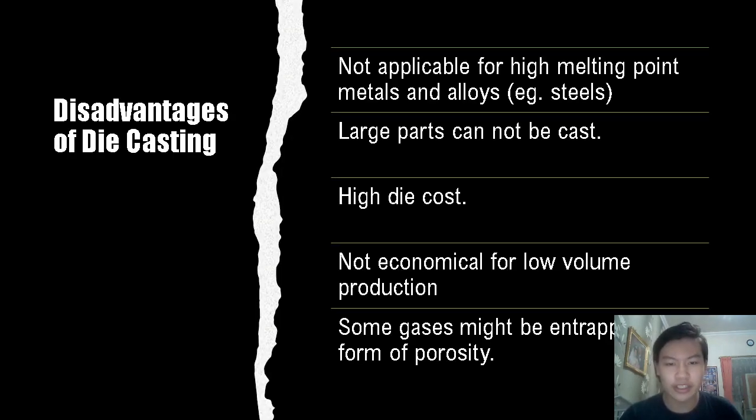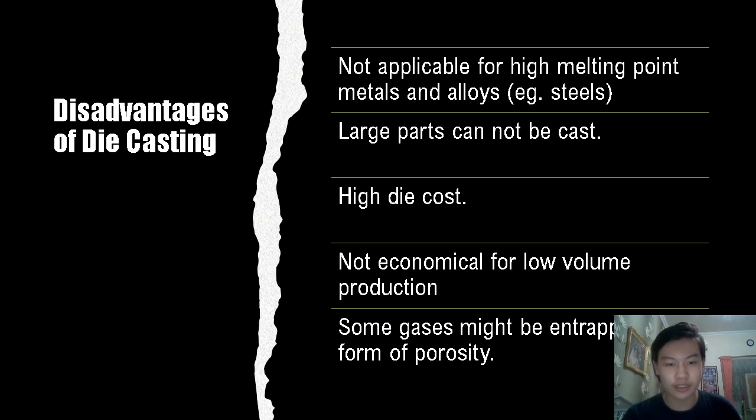Although it has advantages, this process also has some disadvantages. The first disadvantage is that it is not applicable for high melting temperature metals or alloys. This is because the material used to make the mold is usually steel, which can also melt if the cast material has a very high temperature. And then large parts cannot be cast. This is because the mold used is usually made out of high quality steel, which takes a lot of money to make a very big mold for a large part.